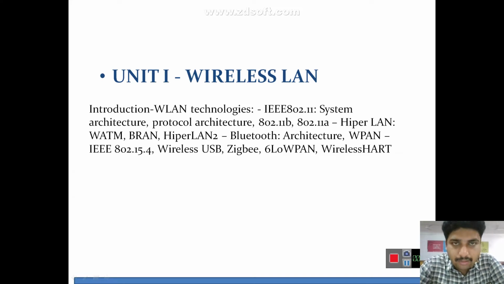Under this we are going to discuss an introduction to WLAN technologies, that is wireless local area technologies. What technologies are present and what architectures are present inside the local area network. In this architecture two structures are defined: one is the system architecture and the second is the protocol architecture. Next we move into HiperLAN, that is high performance local area network. Then Bluetooth and external devices are studied in this concept. So let us discuss the first topic.